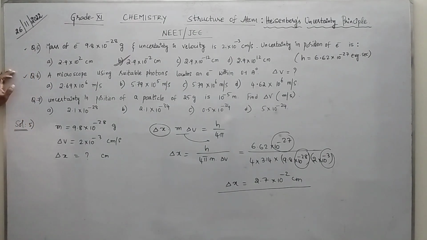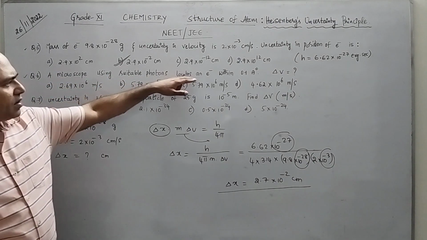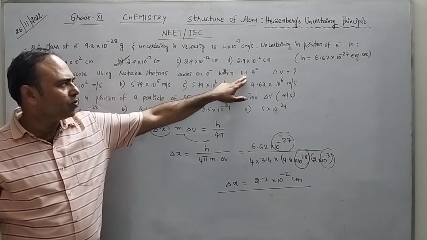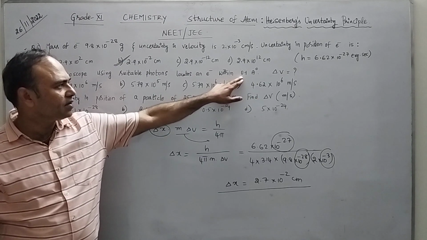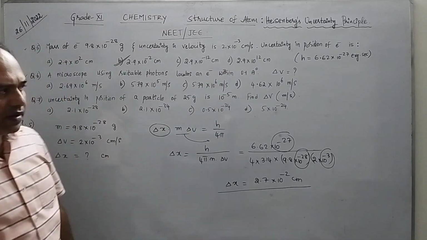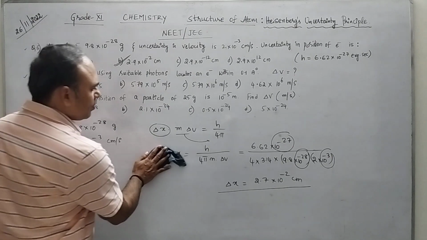A microscope with some photons locates the electron within 0.1 angstrom distance, nothing but delta x. They are asking to find delta v. Let us keep the formula as such.